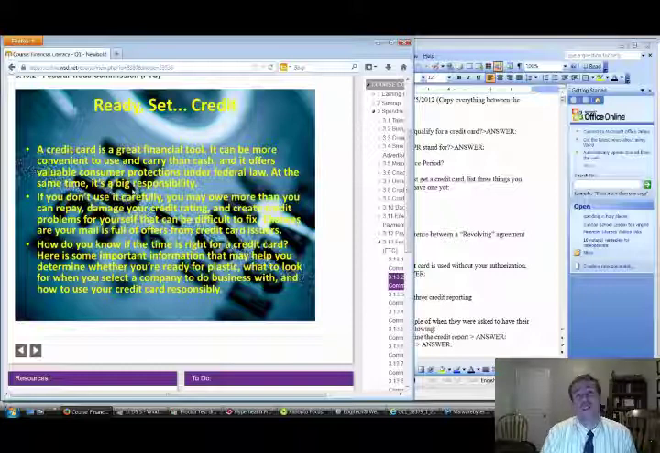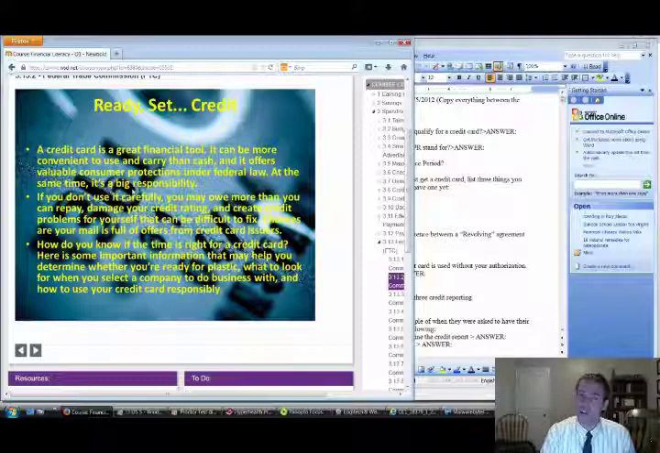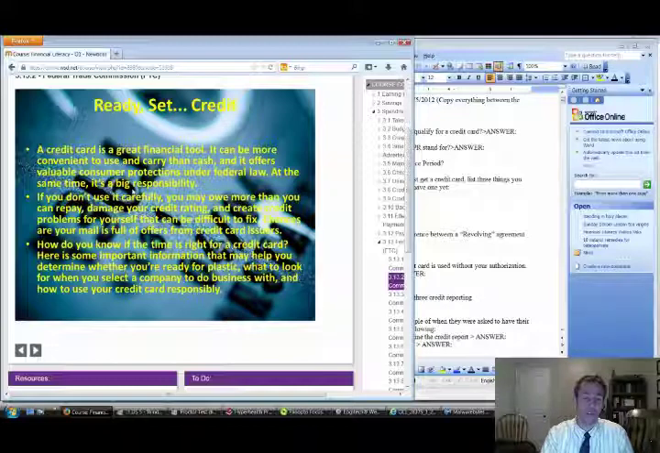So I have one in a drawer, a Sears card that I do have for emergencies. I just never have it with me. I just have it tucked away in a drawer. I never use it. It's just for emergencies.